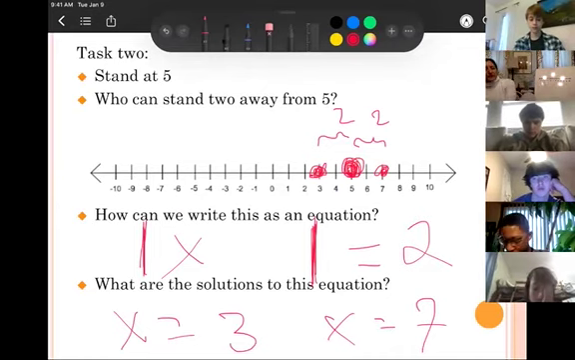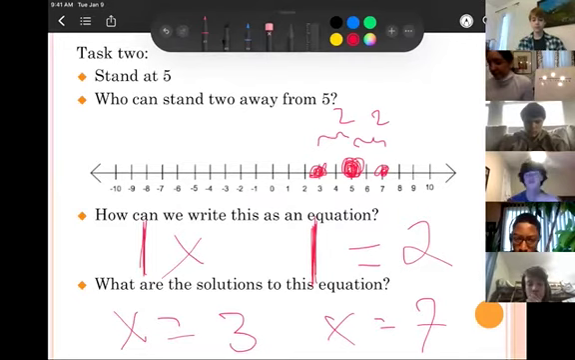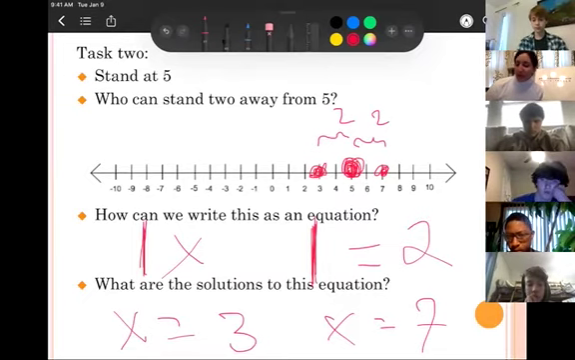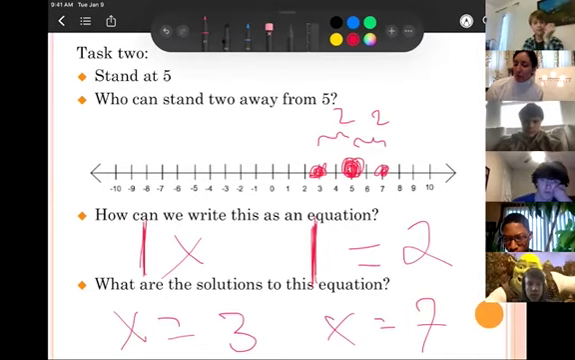X, what would give me 2 as an answer? X plus 10, x minus 3. X plus 1. X plus 1, x minus 2. X minus 2. If I put 3 in for x, is 3 minus 2 equal to 2? No. What will give me an answer of 3 and 7?